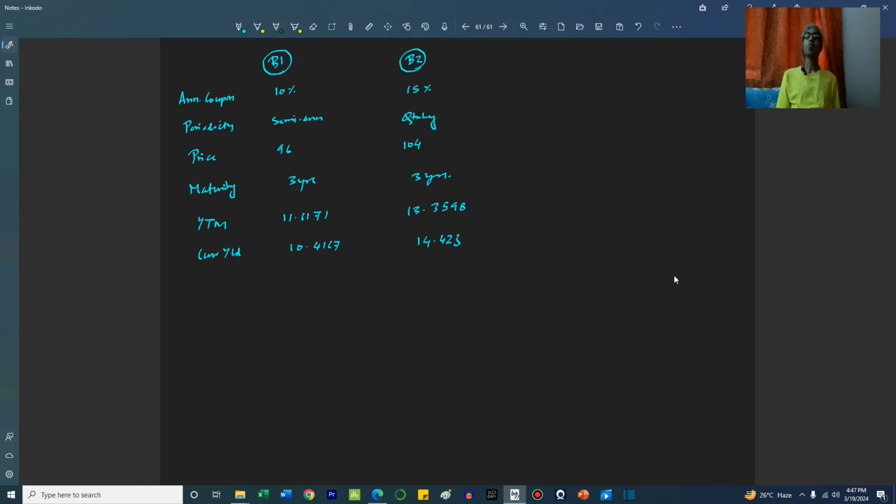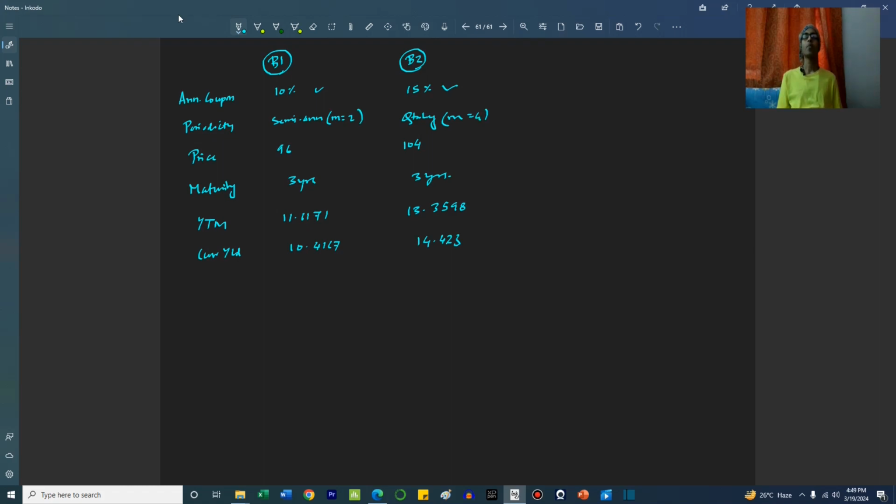Let's say there are two bonds, bond B1 and bond B2. Bond B1 has an annual coupon of 10%, bond B2 has an annual coupon of 15%. Periodicity for B1 is semi-annual, periodicity for B2 is quarterly, that is m is equal to 2 and m is equal to 4.